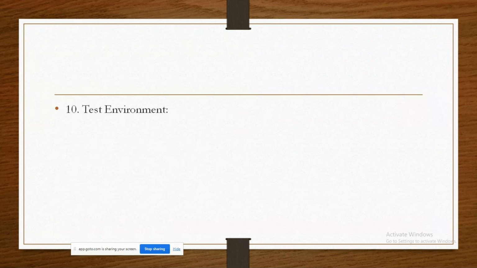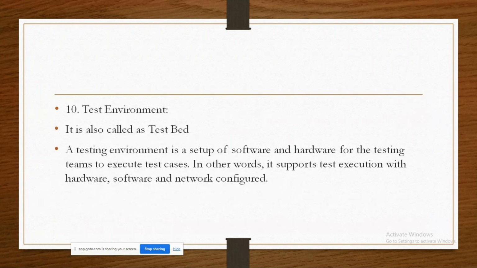So required software and hardware configuration setup to perform the execution activity. Testing environment is a setup of software and hardware for the testing teams to execute test cases. In other words, it supports the test execution with hardware, software, and a network configured. Generally, this kind of test environment will be designed based on the client work environment, what type of configuration system the client is going to use. According to that, they design the test environment.